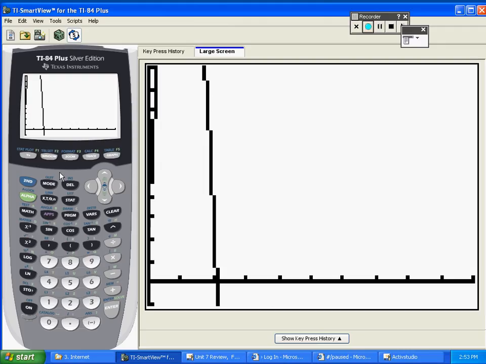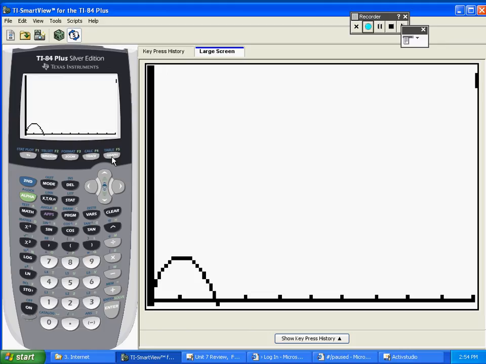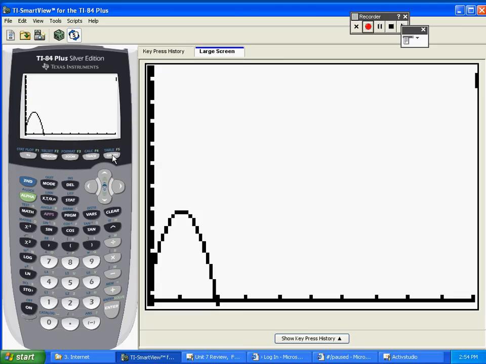So I'm going to go back to my window, and I'm going to go to my y maximum and change it maybe to 100. Maybe 100 is going to work. When I hit graph, that's way too high. So I'm going to go back down to my window, even though that might have worked for me, and change my y max to 50. And now I get a little better job. Now remember, all I'm doing is calculating this point right here.